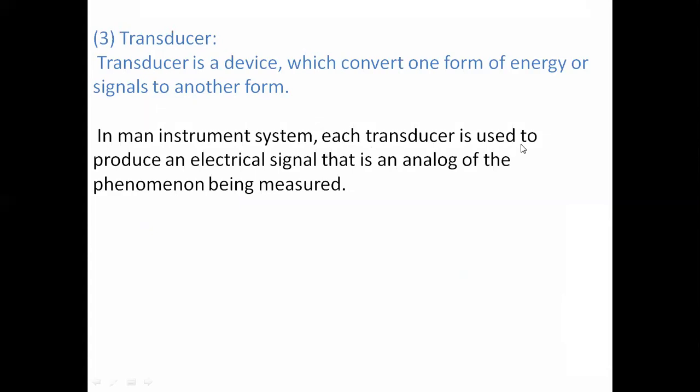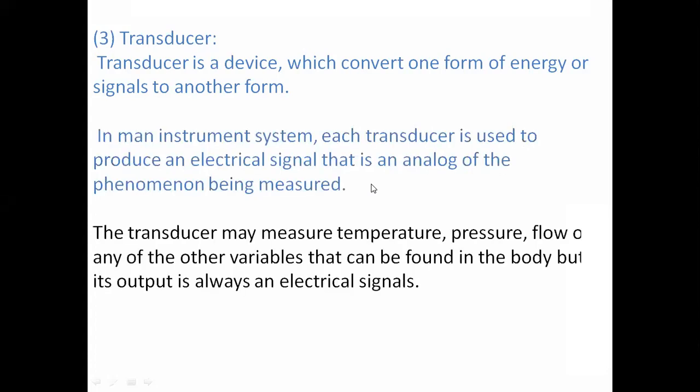So in a man-instrument system, each transducer is used to produce an electrical signal that can be analogous to the phenomenon being measured. Generally, the output of the transducer is in analog form. Transducers measure temperature, pressure, flow, or any other variables that can be found in the body, but the output is always an electrical signal. Okay, and the output is in the form of electrical signals.